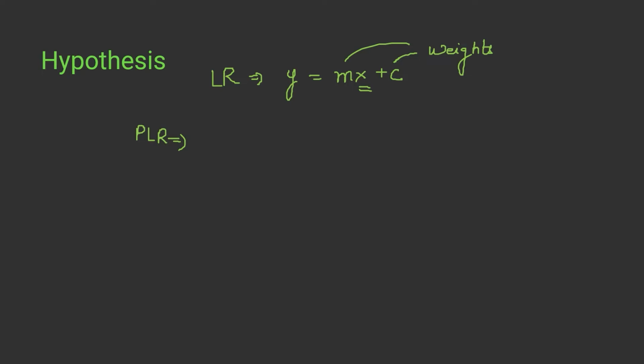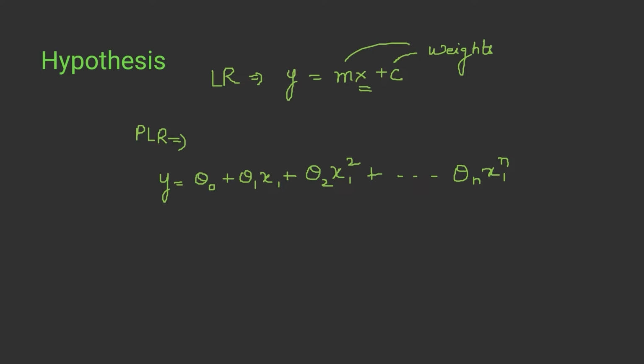Here it is: y equals, where theta is a weight, theta naught plus theta 1 x1 plus theta 2 x1 raised to the power of 2, up to theta n x1 raised to the power of n, right? So this is the hypothesis which we are talking about in polynomial linear regression.